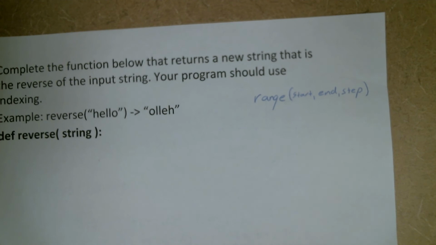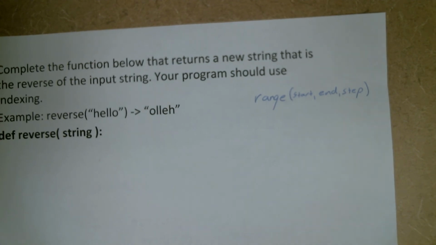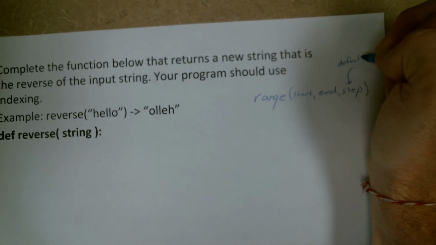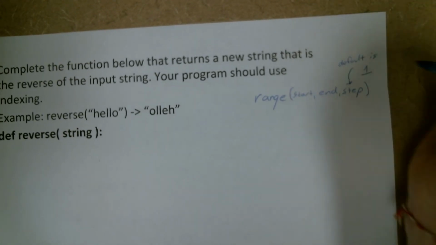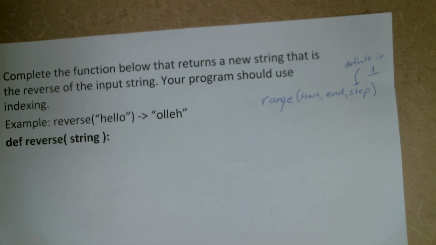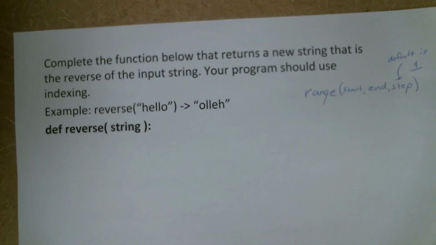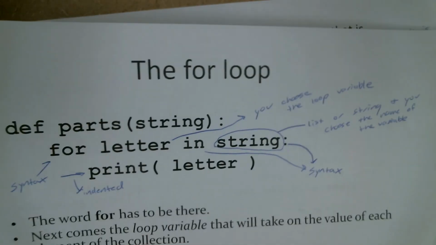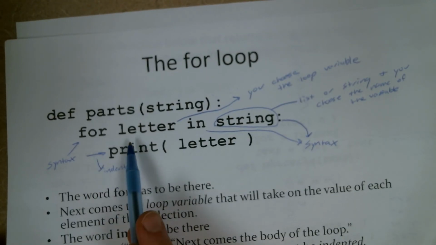That value can be whatever you want. It could be a positive number, so we could count up by 5s or 2s or 3s, or it could be a negative number, which would allow us to count down. Again, the default is 1. If you leave this step part out, you're going to go up by 1. But if you specify it, you can start going in different directions and by different amounts. And that's what we're going to take advantage of here. This is something that is only possible through the use of the indexing method.